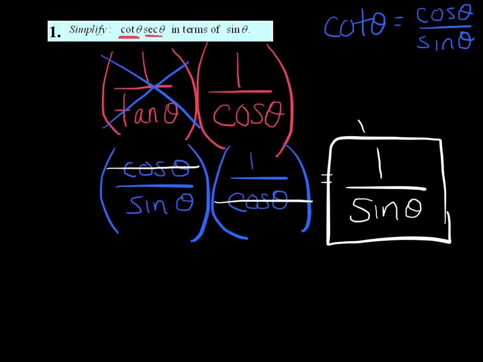Now, you'll notice they said leave it in terms of sine, that's why I'm stopping there. But what is this also equivalent to? What is 1 over sine? Well, that's the reciprocal of cosecant. So that's another equivalent answer.